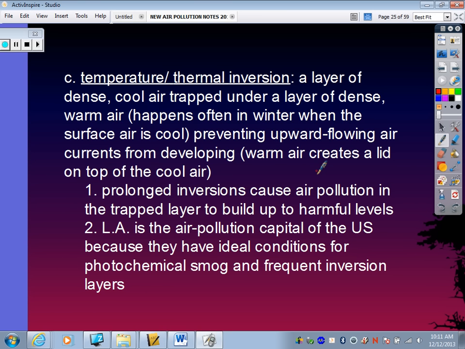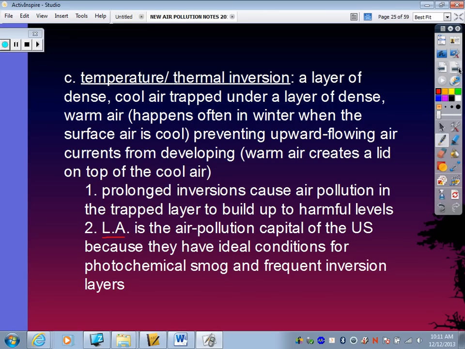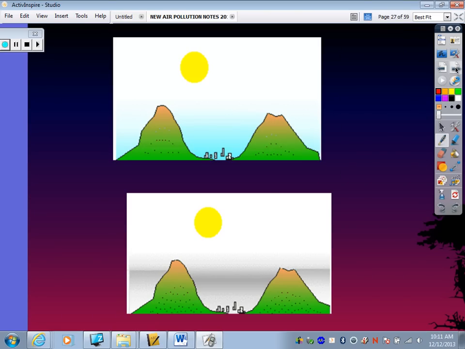Oops, so I'm going to go back to this one. It says prolonged inversions can cause air pollution in the trapped layer to build up to harmful levels. So again, it can cause illnesses, it can cause death. LA is the big one in our country. LA is the air pollution capital of the U.S. They have ideal conditions for this smog to build up, and they get a lot of those inversions just because of the topography where they're located.